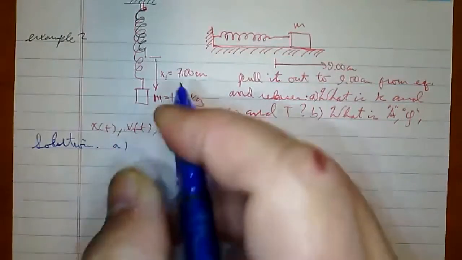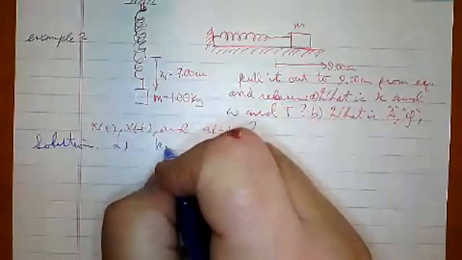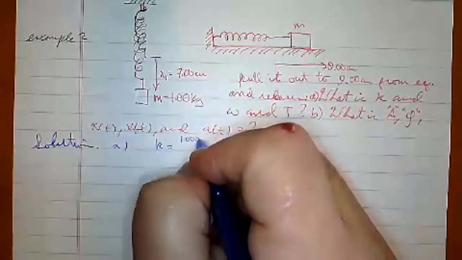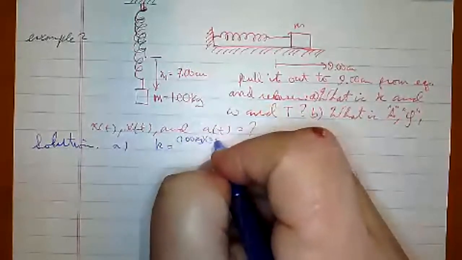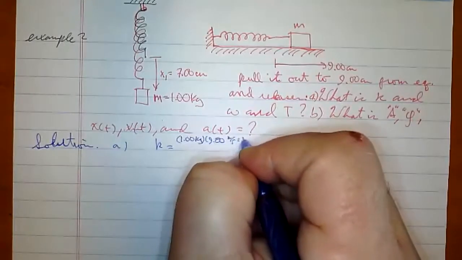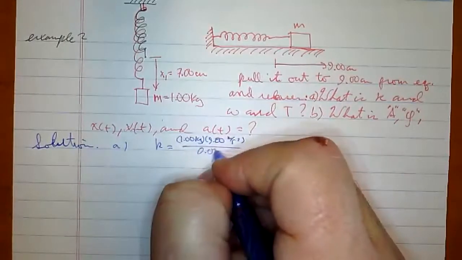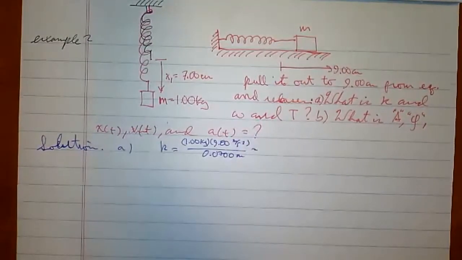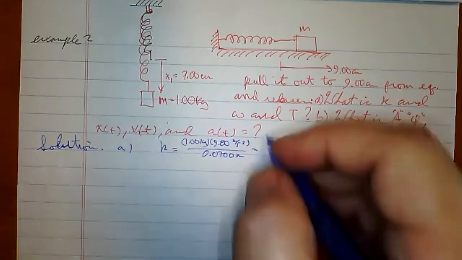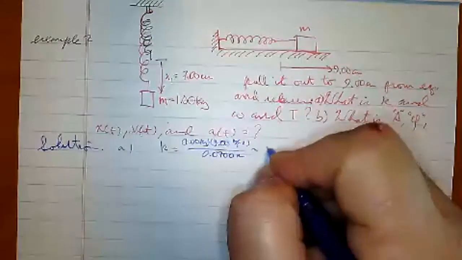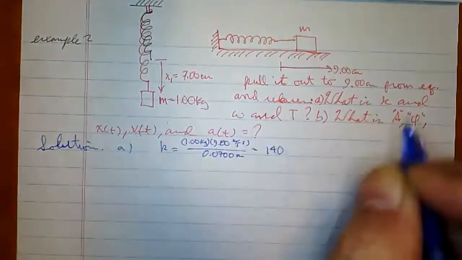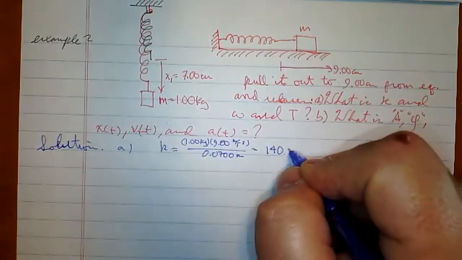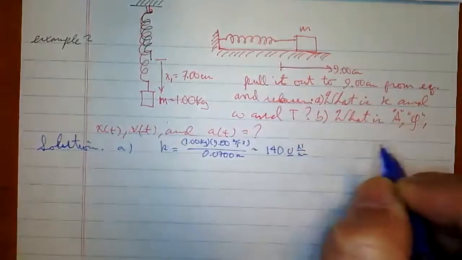For part A, I'm just going to say, hey, K is equal to 1.00 kilograms times 9.80 meters per second squared over 0.0700 meters. That gives me 9.8 divided by 0.07. That gives me 140, and 140.0 with an extra sig fig, newtons per meter.